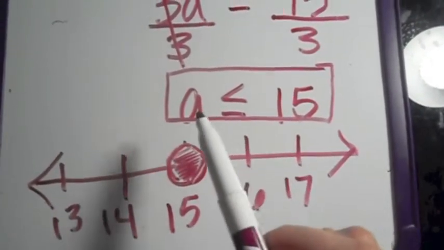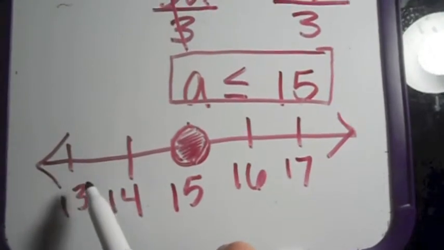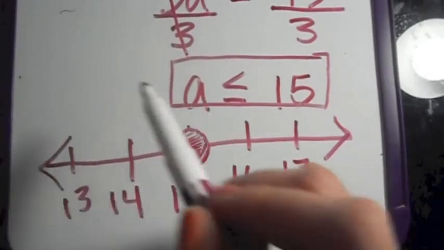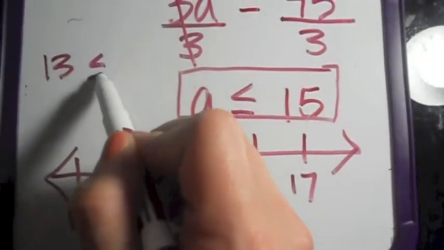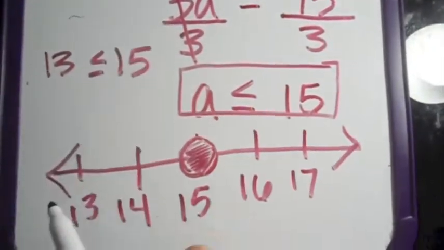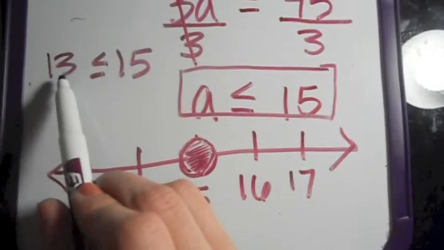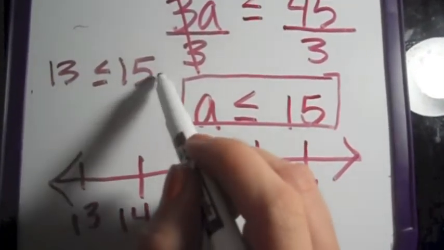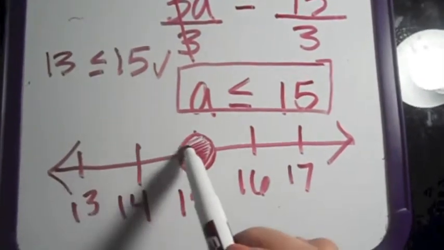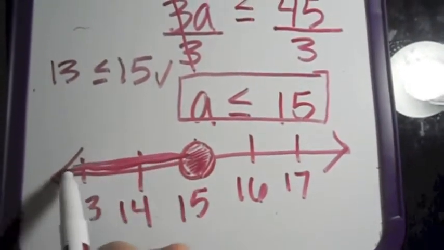Now we put in a test point. Let's try the left side. Let's plug in 13 for A. So 13 less than or equal to 15. Is this true? Is 13 less than or equal to 15? Yes, it is. So we know that we can bold this side.